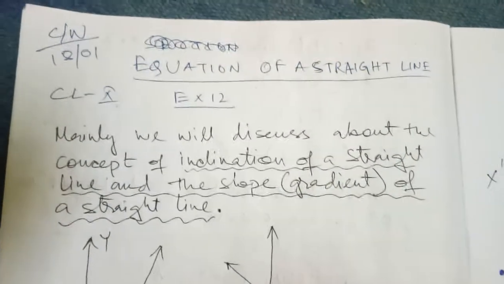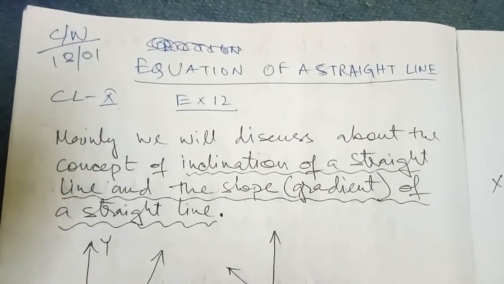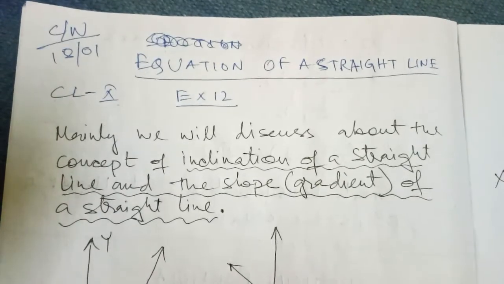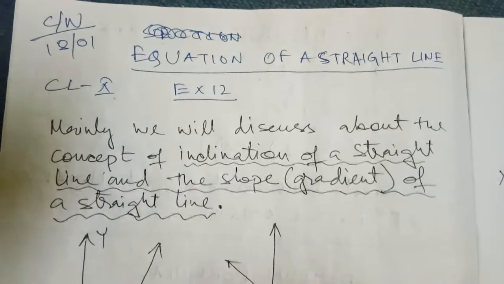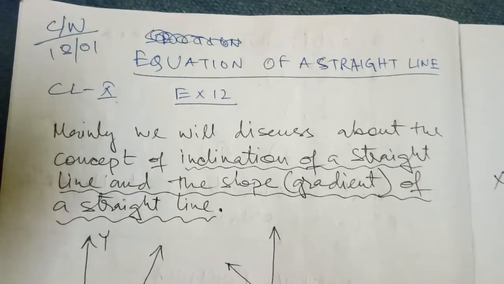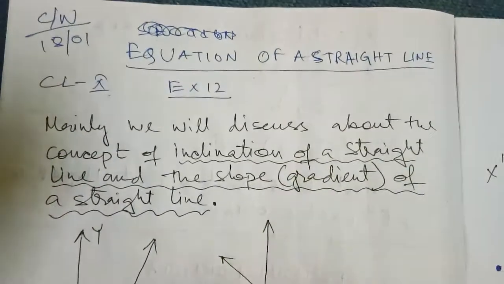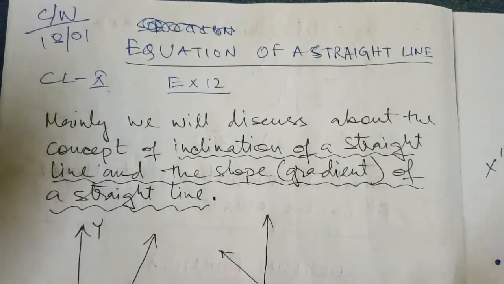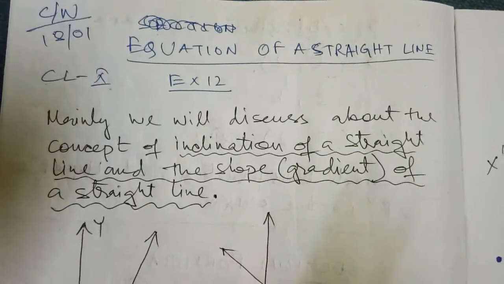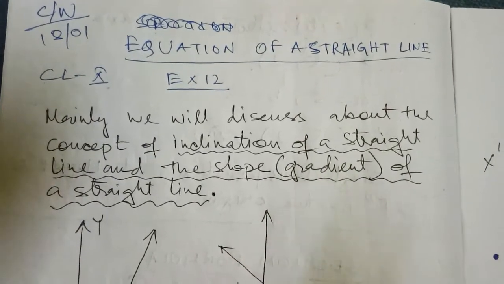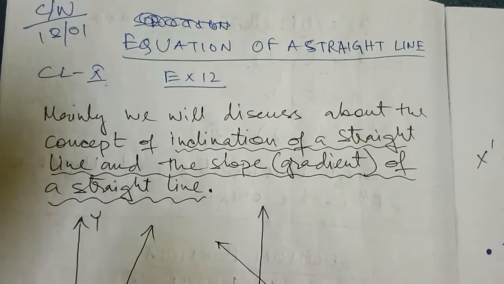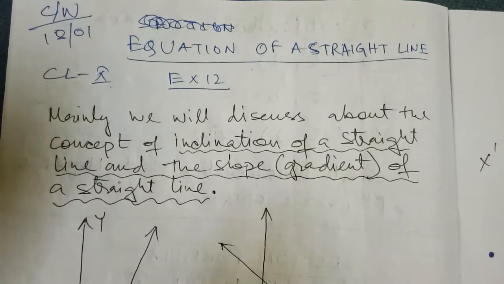Morning students. Today I'll start with a new chapter, that is the equation of a straight line. Here we mainly discuss the concept. You see, here we have done coordinate geometry. You know the quadrants: first quadrant, second quadrant, third quadrant, x-axis and x dash, y-axis and y dash. You know the negative and positive values.